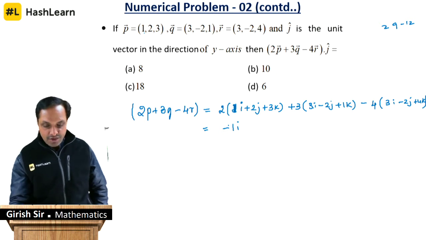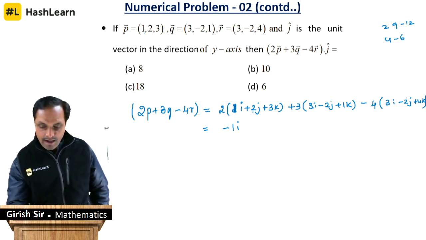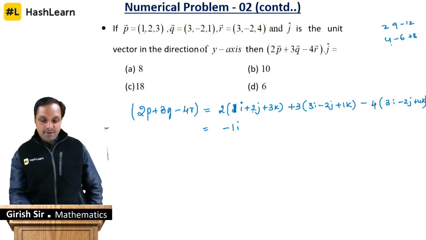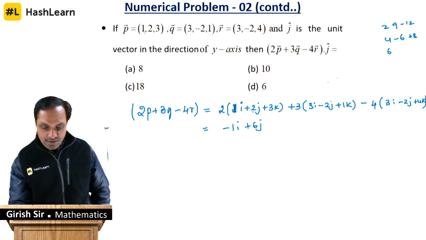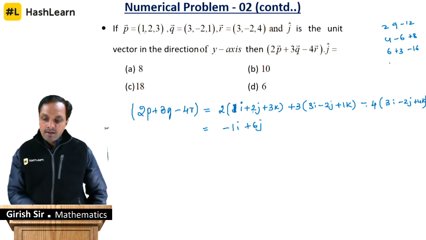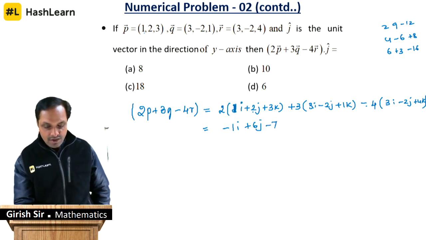Then let us multiply with the j terms. 2 into 2 is 4. Here 3 into minus 2 is minus 6. Minus 4 into minus 2 will give you plus 8. So 4 minus 6 plus 8 is 6j. And the k terms: 2 times 3 is 6, 3 into 1 is 3, and here minus 4 into 4 will give you minus 16. So that part will give you 6 plus 3, 9 minus 16 is minus 7k.